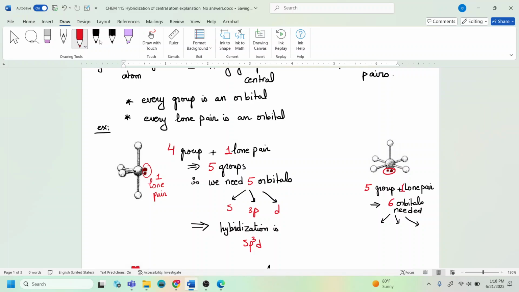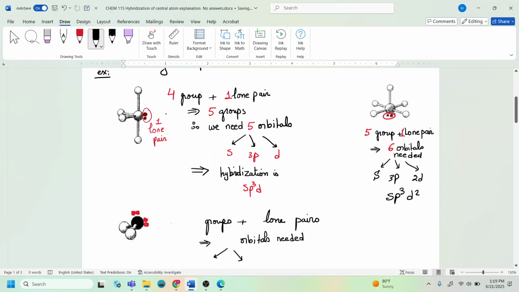So what are the 6 orbitals? I know that I have my S orbital. This is 1. I'm going to take all the 3P orbitals, and this is going to be 4 now. I still need 2 more, so I need 2 from the D. So now my hybridization is going to be sp3d2.